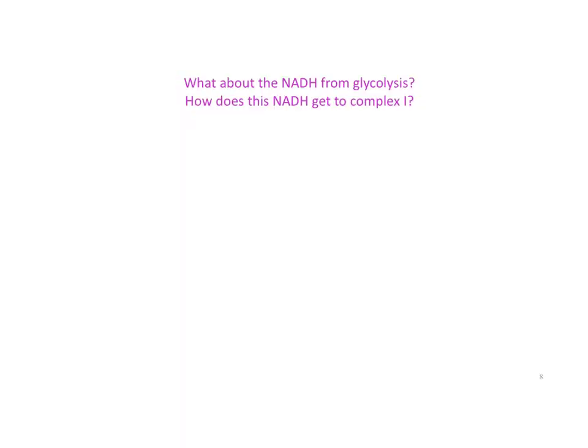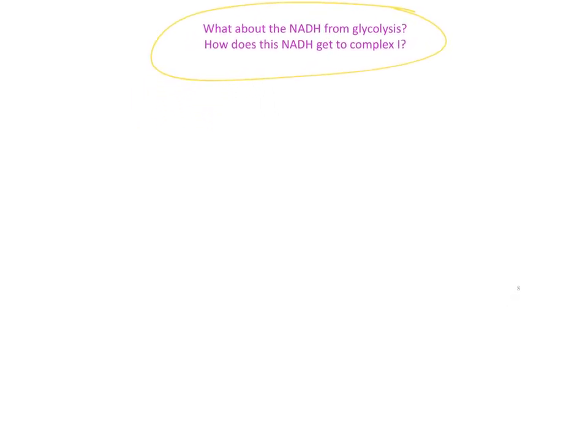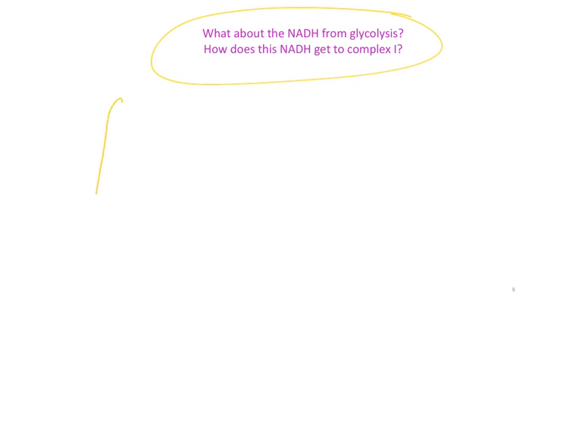Okay, so last little thing, this always feels just a teeny tiny bit out of place, but what about the NADH from glycolysis? The electrons from that NADH do eventually get to complex 1. All right, so if you don't remember what I'm talking about, we're going to do this again.